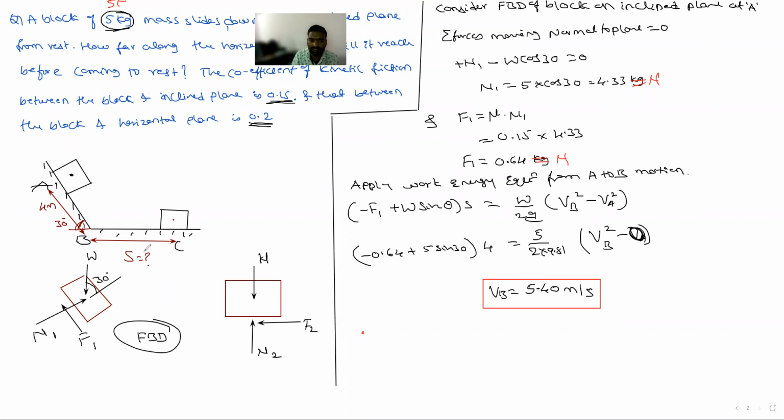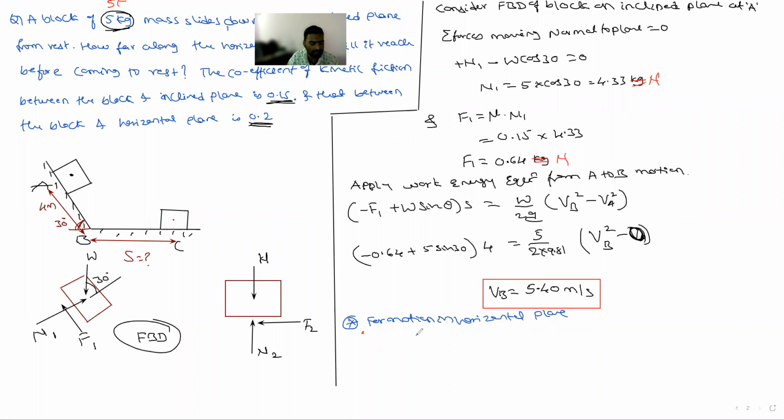So now what is he asking? He is asking for the distance in the horizontal direction. Correct? So how to solve this one? Next, for the second case, for motion in the horizontal plane.